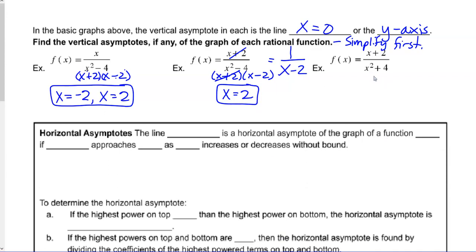Now, if we look at this function, where is this x squared plus 4 equal to 0? Well, we talked about that, where if I square a number and I add 4, it's never going to equal 0. It's always going to be positive. When I add 4, it's still going to be positive. So there is no asymptote here.